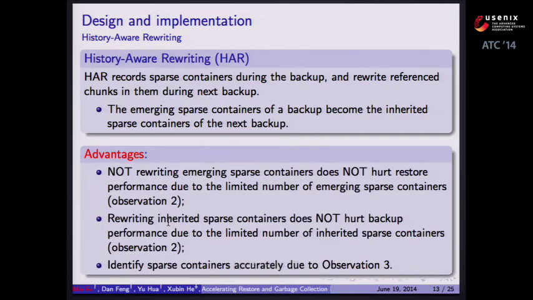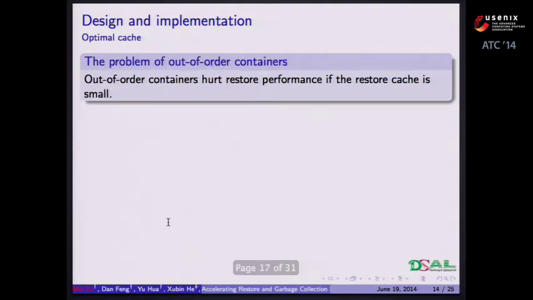HAR has at least 3 advantages. First, not rewriting emerging sparse containers doesn't hurt restore performance due to the limited number of emerging sparse containers. Second, rewriting inherited sparse containers doesn't hurt backup performance due to the limited number of inherited sparse containers. Third, HAR identifies sparse containers accurately since a sparse container remains sparse in the next backup. HAR has solved the problem caused by sparse containers.